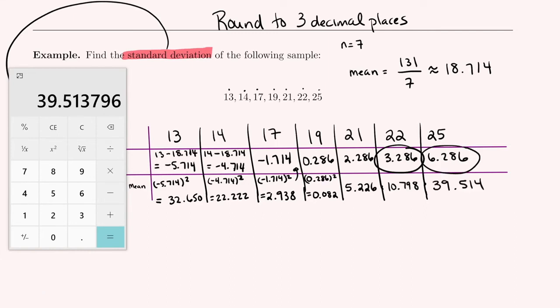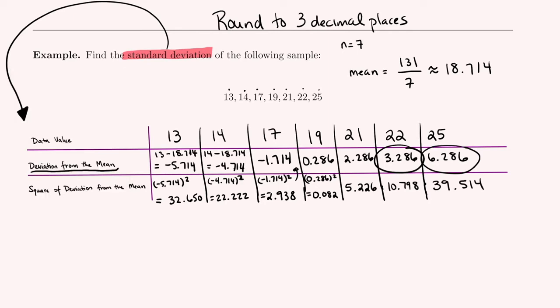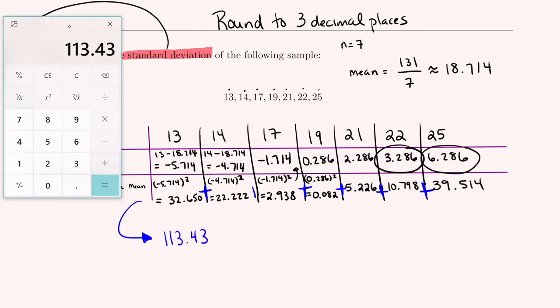So we finished constructing our table, and now if you look back at our steps to finding the standard deviation, the next thing that we have to do is add up all of the values we just found in the third row. So imagine adding these together, carefully typing them into your calculator to not miss any decimal places. And when we add all of these together, we get 113.43.